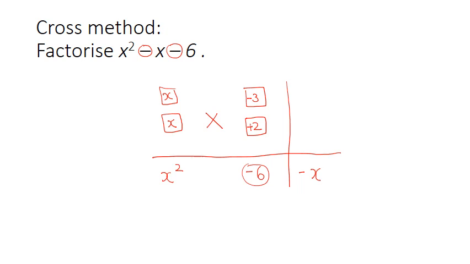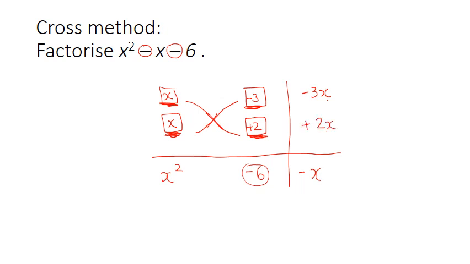Now let's just take a look and see what happens if we put a negative 3 and a positive 2 together. When we use the cross method, we multiply this x here with the minus 3. Okay, we cross it up here, we multiply. We write down the result by the side. That will give you minus 3x. We take this other x here, multiply by the positive 2. If we cross, we get positive 2x.